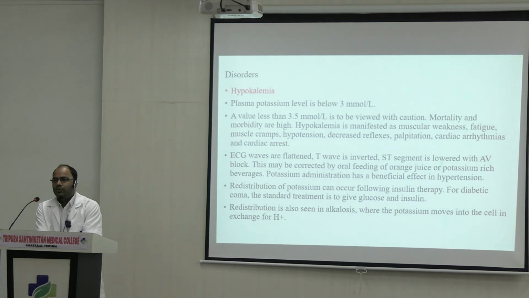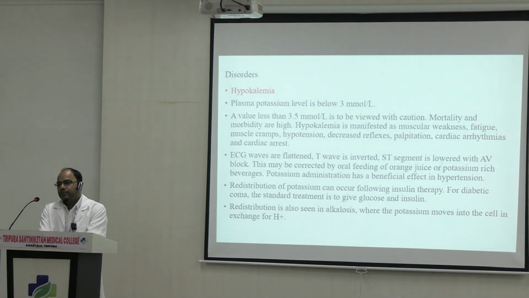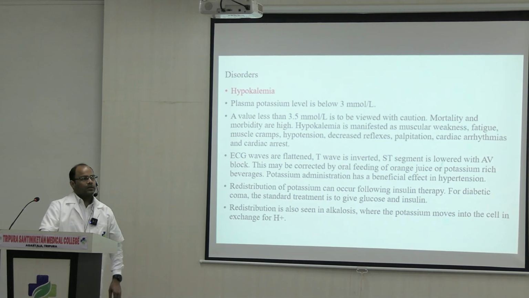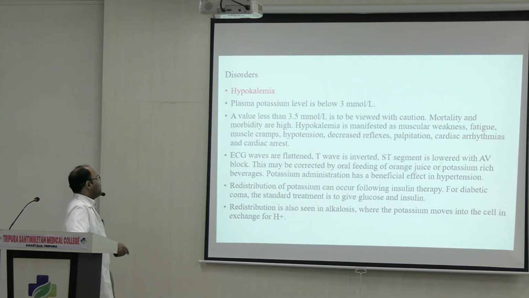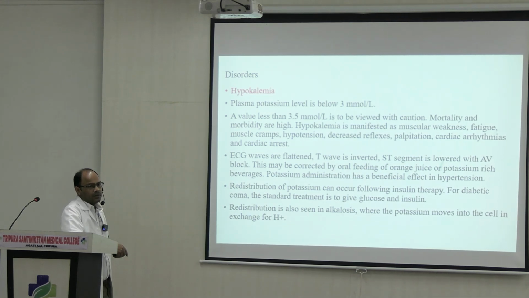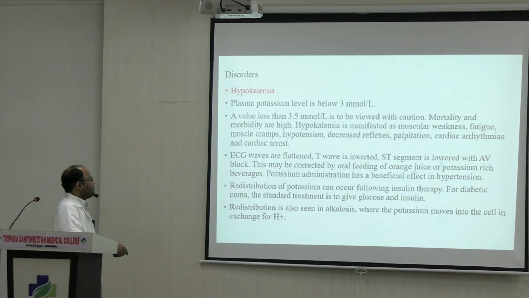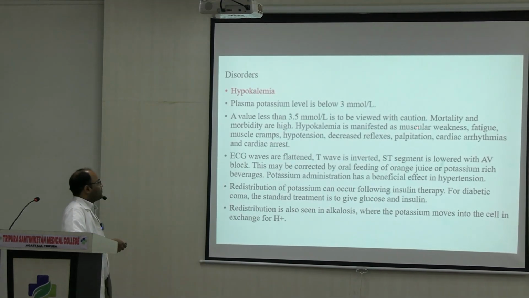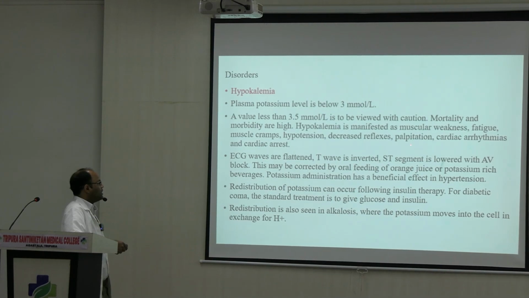Potassium normal value is 3.5 to 5 milliequivalent per liter. When it is less than 3.5, it is called hypokalemia. Clinical symptoms appear when it is less than 3, but a value less than 3.5 is viewed with caution. Hypokalemia clinical manifestations: muscle weakness, fatigue, muscle cramp, hypotension, decreased reflexes, palpitation, cardiac arrhythmia, cardiac arrest.